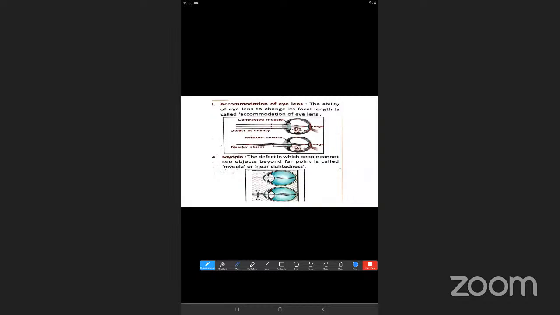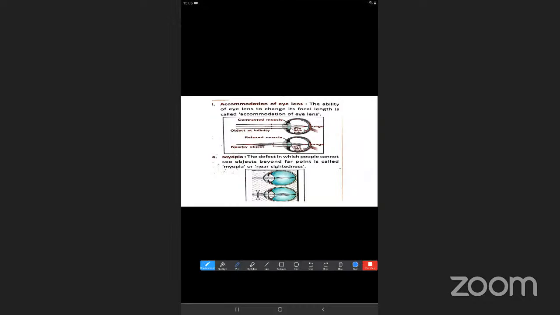For that, the muscles will contract and relax. When the object is at the infinity point, the muscles will contract, and the eye lens adjusts its focal length to see the object. And when the object is very near to our eye, the muscles will relax. We can see the object very clearly and comfortably. At that time the muscles are relaxed.